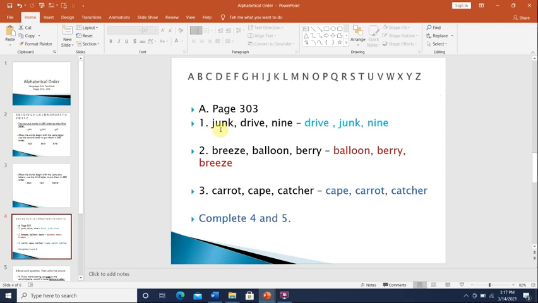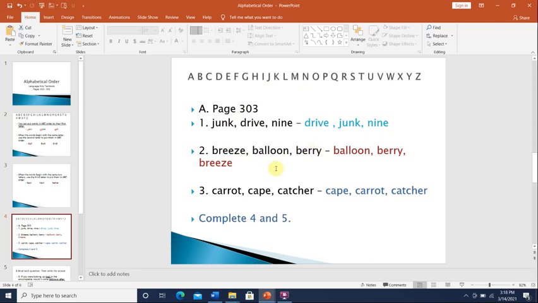Here we have number 1: junk, drive, and nine. Okay, remember, all three words here begin with different letters. So what do we do? We underline the first letter: J, D, and N. As we say the ABCs, we look at the order. Which one comes first? We see that D comes first, so the first word would be drive. After that, we see that J comes next, so the next word would be junk. And of course, nine would be the last one. And here is the order: drive, junk, and nine.